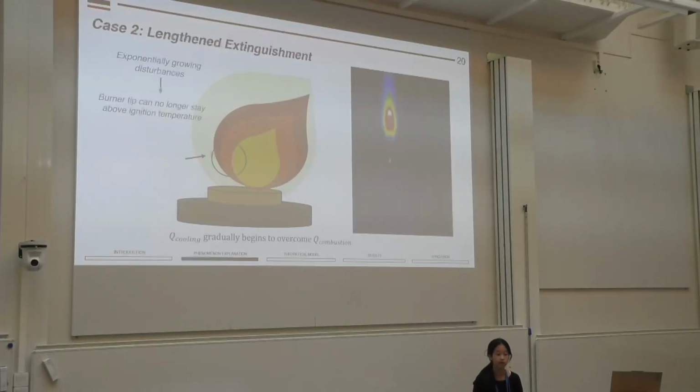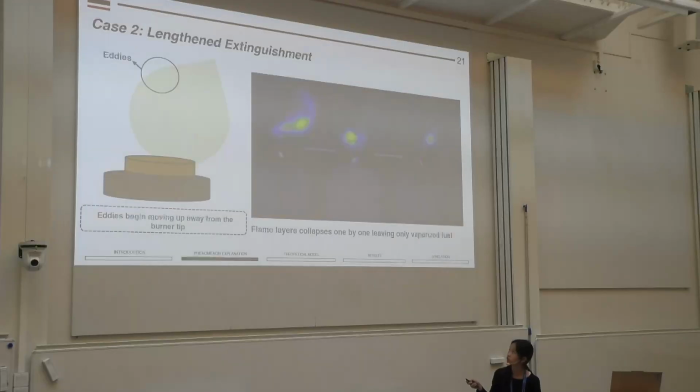Now, if we move on to case 2, we can see that exponentially growing disturbances are starting to occur. This is because as wind velocity increases, it introduces a velocity gradient which causes more viscous shear forces. The same thing occurs in this phenomenon, in which forced convective cooling is introduced at this rate. Although it takes a long time to extinguish, this is because the rate of cooling gradually begins to overcome the rate of combustion, therefore leading to lengthened extinguishment.